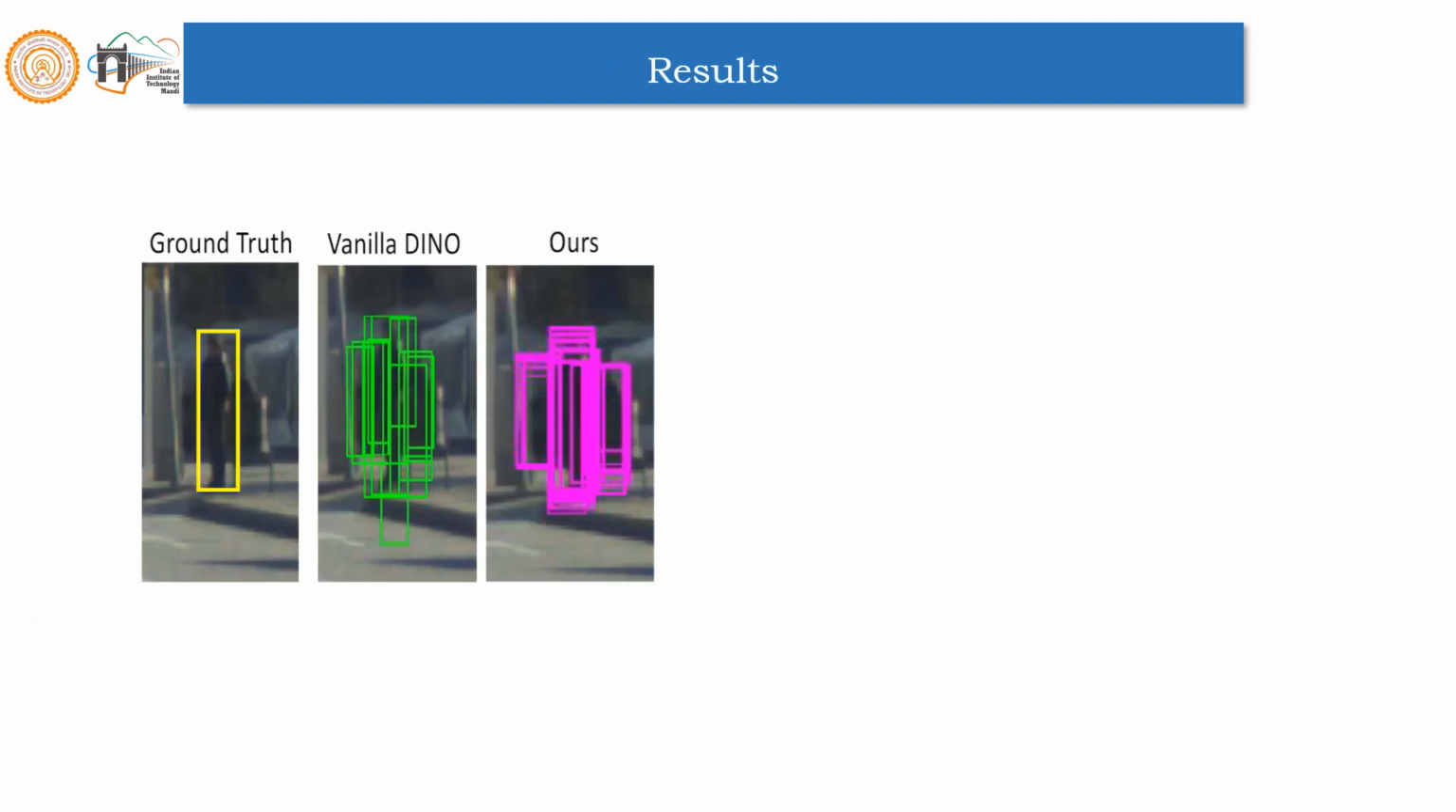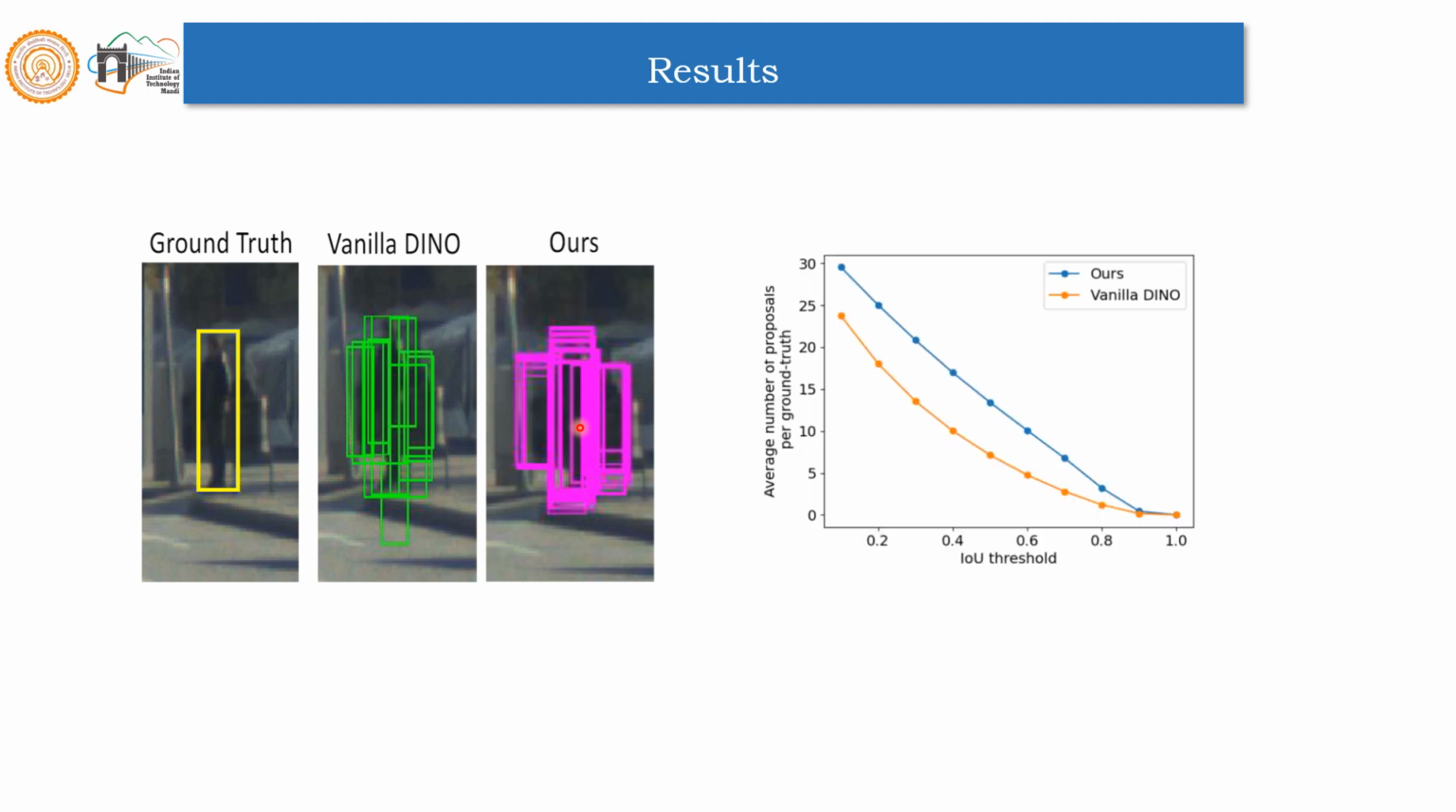Let's try to visualize the impact of our matching algorithm at the region proposal layer. For the ground truth covered in this yellow bounding box, these green color bounding boxes are the proposals given out by the vanilla DINO that uses the traditional Hungarian one-to-one matching. With the integration of our flow-based many-to-one matching, we are able to see that the region proposals are way tighter and are able to localize on the pedestrian properly.